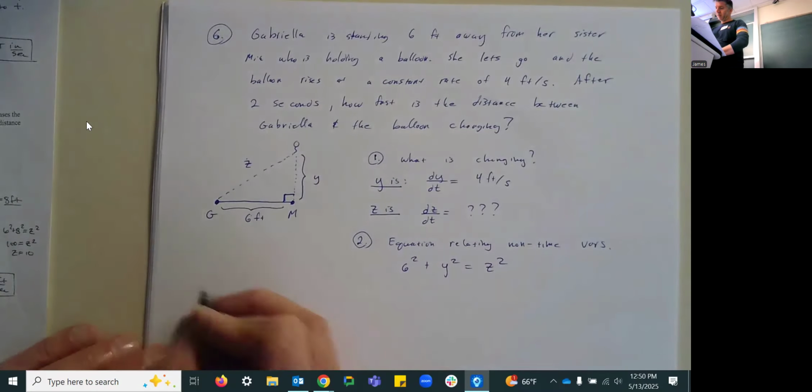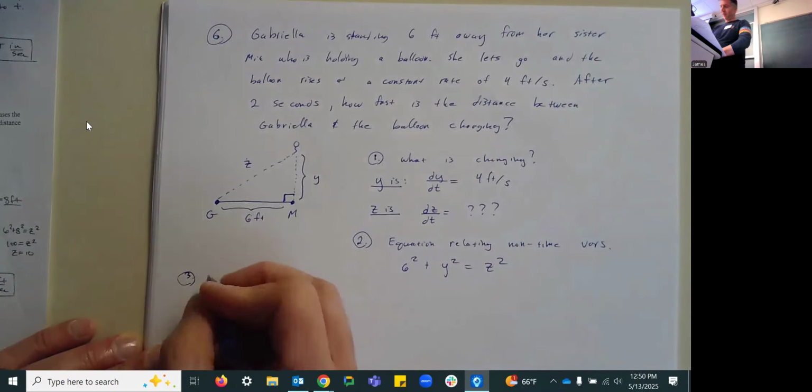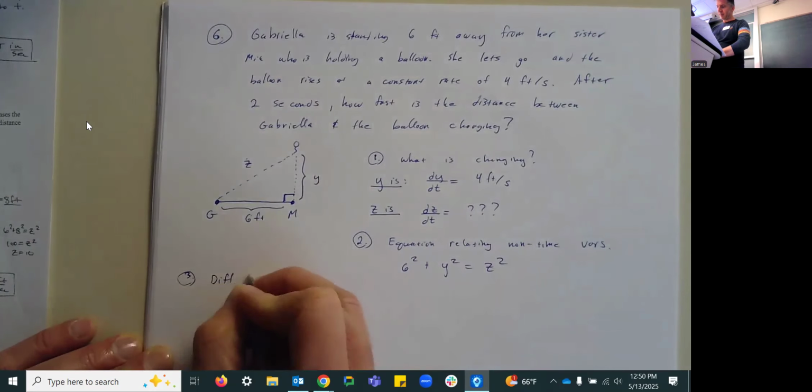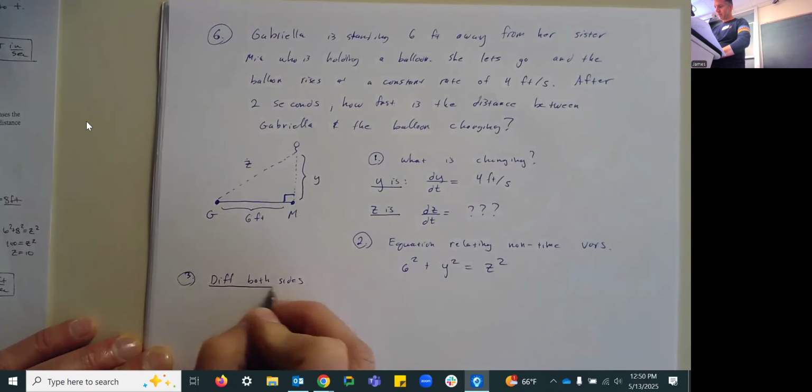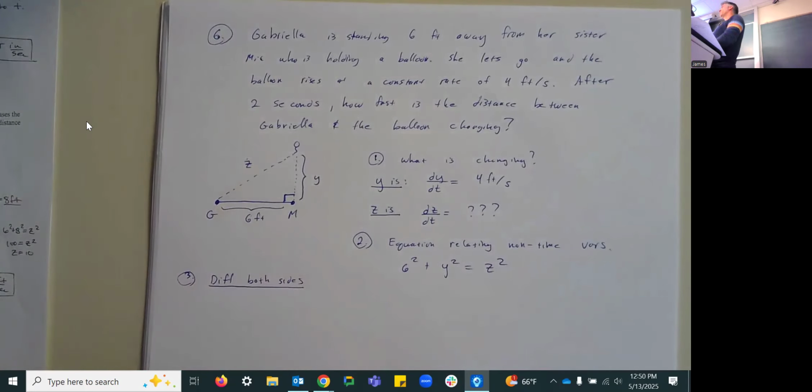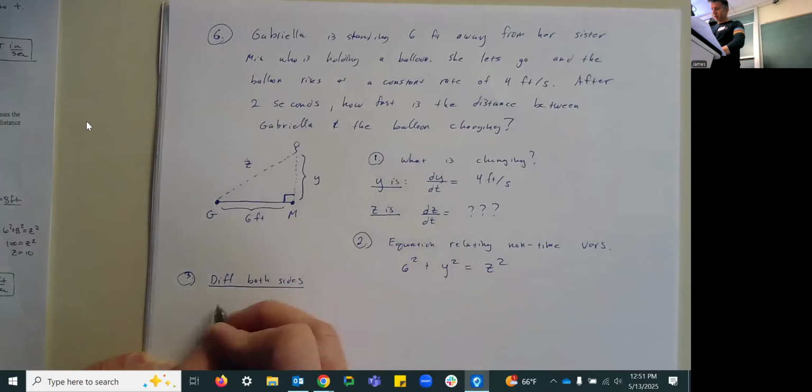And then we're going to differentiate both sides. What's the derivative of 6 squared? Yes, 0, because 6 squared is just 36. It's a constant. Even though sometimes people will try to trick you. They'll say, what's the derivative of e to the 7th? And you're like, no, it's not e to the 7th. It's 0. It's a constant. There's no variable. So the derivative of 6 squared is 0.